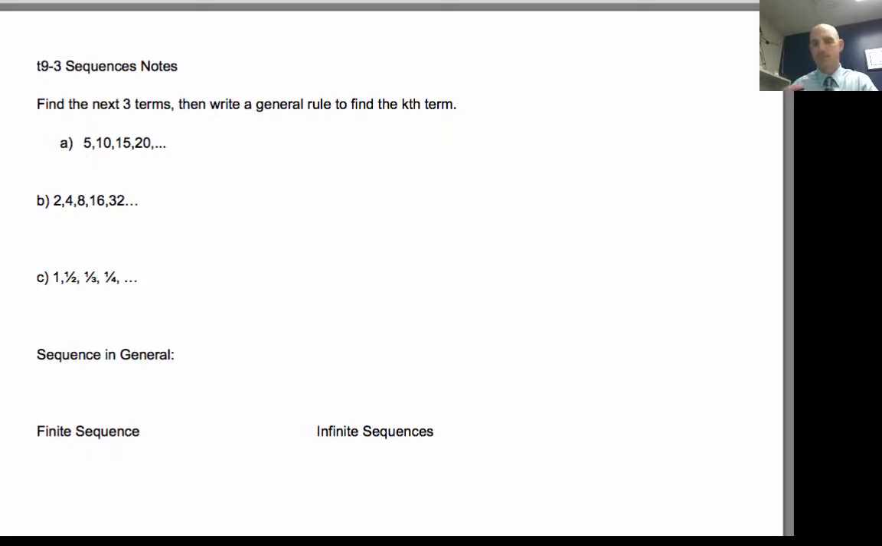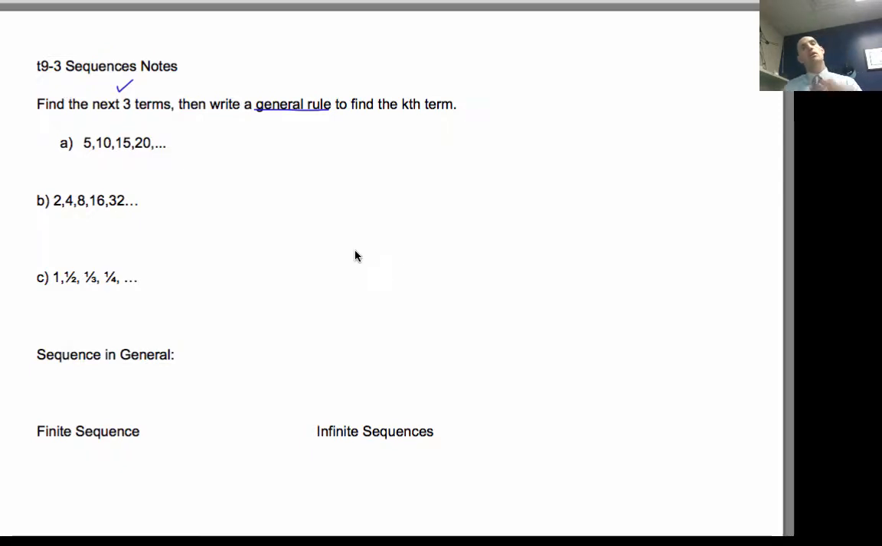So here we go. First term. First problem is find the next three terms, then write a general rule. So this is probably the part you'd be most comfortable with. Like, okay, I see how it goes. Oh, it's these next three. But writing the general rule can be the tricky part.